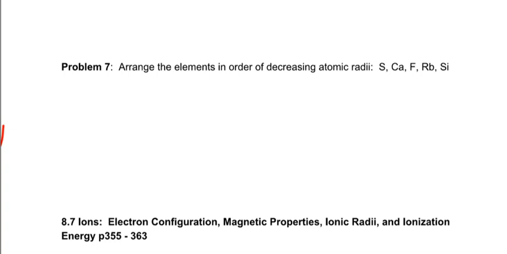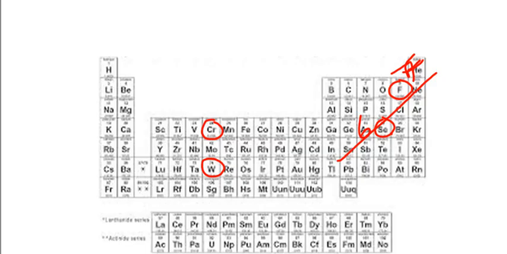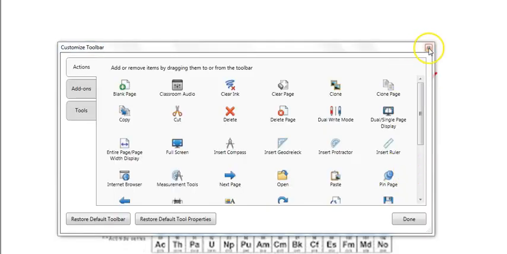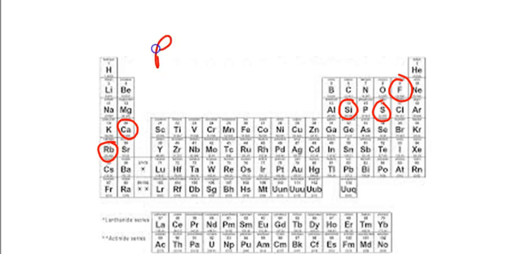So where are these? We have sulfur, calcium, fluorine, rubidium, and silicon. Let's go back and look at that periodic table. So we have, let me clear what we have here. Come here. Oops, no, don't do that. So we have this. I've already forgotten them. All right, so let me circle what we do have, okay? So which one is our biggest, okay? Hopefully you can see it's going to be rubidium.